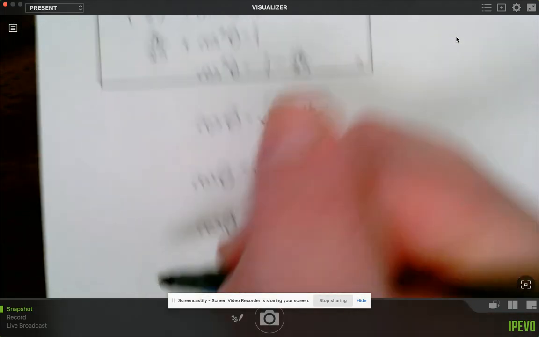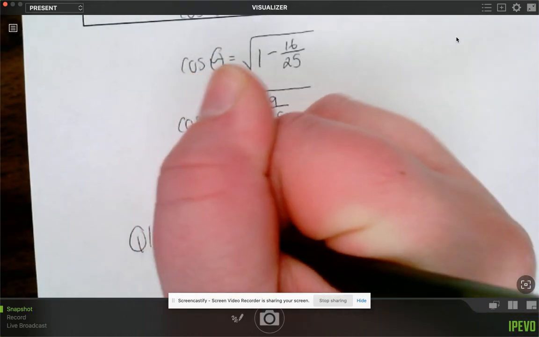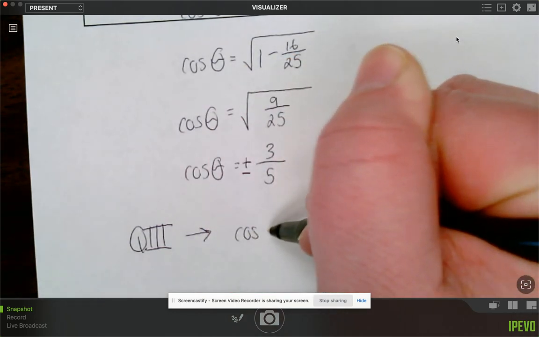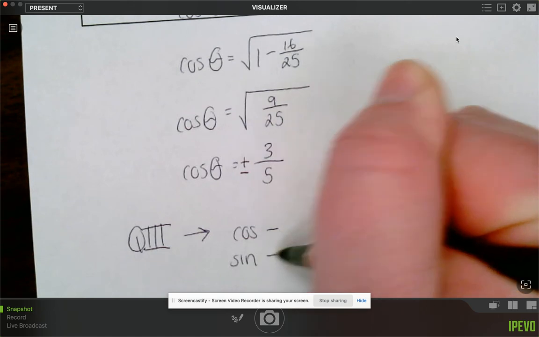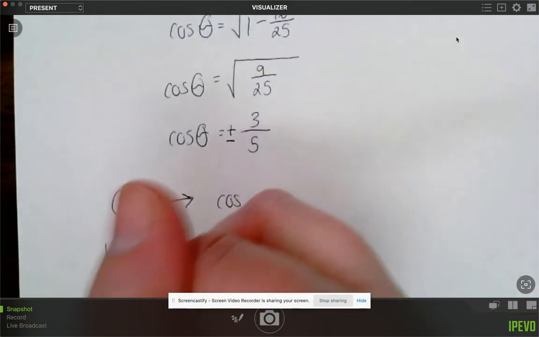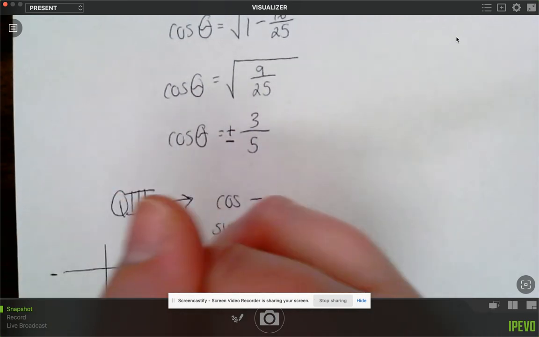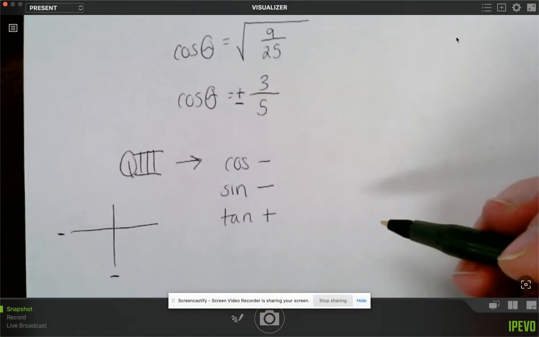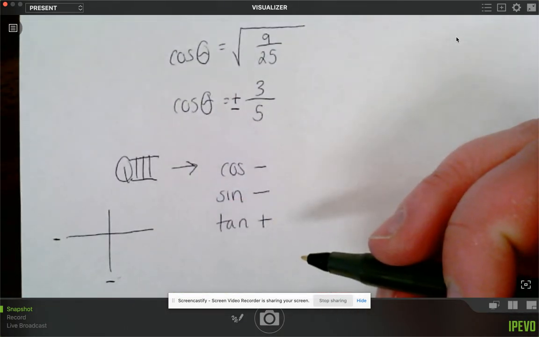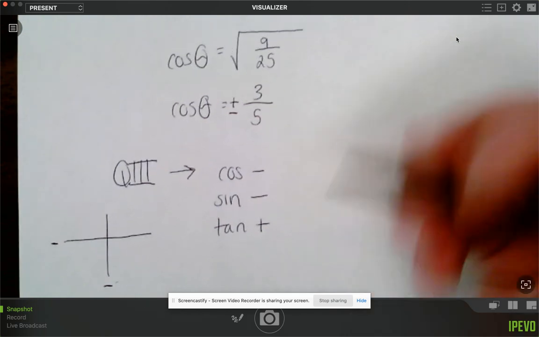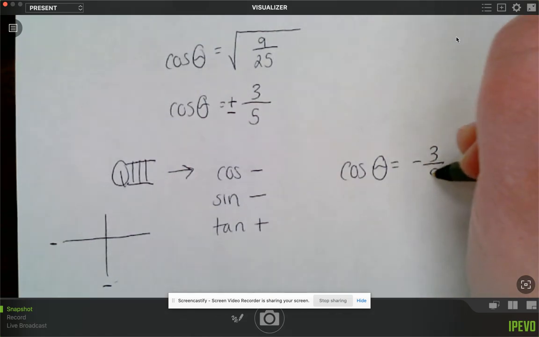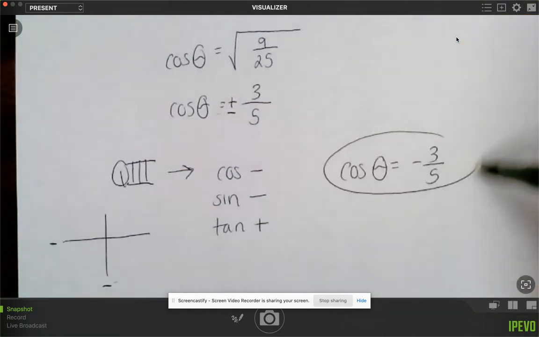So if you are in quadrant 3, you know that cosine is negative, that sine is negative, and that tangent is positive. If you don't know that, think about what the x value here is negative, the y value here is negative, and then a negative divided by negative is a positive. Okay, so I know cosine's negative, so my actual answer is going to be cosine of theta equals -3/5, right? I don't need the positive on there, so that's the first answer.